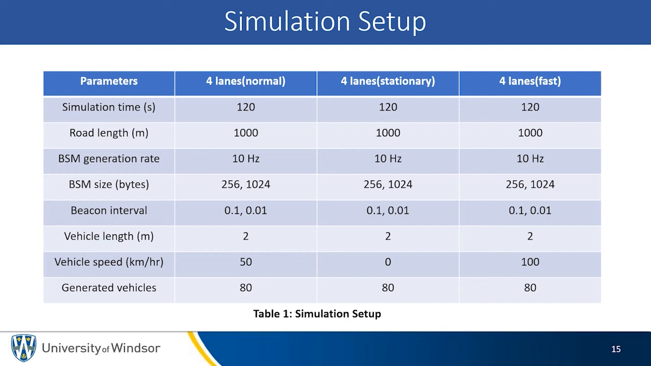There were 2 different BSM sizes chosen for the simulations, the first being 256 bytes and the second being 1024 bytes. Similarly, the chosen beacon intervals were 0.1, which is 10 messages per second, and 0.01, which is 100 messages per second. The length of the vehicle was a constant 2 meters for all the traffic scenarios. The vehicle speed was set to 50 km per hour in the normal traffic environment, 0 km per hour in the stationary environment, and 100 km per hour in the fast traffic environment. 80 vehicles were generated during the simulations in all the traffic scenarios.